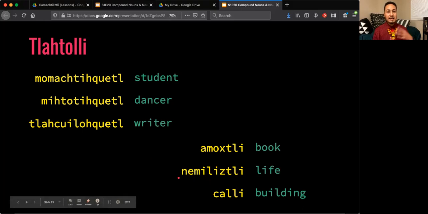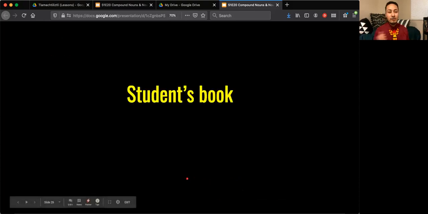All right, so this is how you say nemilistli. It literally means the act of going, or going from place to place, or things going, basically, is what nemilistli means, literally. Okay, or living, something like that, living. Okay, student's book, kenihki moilia ika Nahuatl.